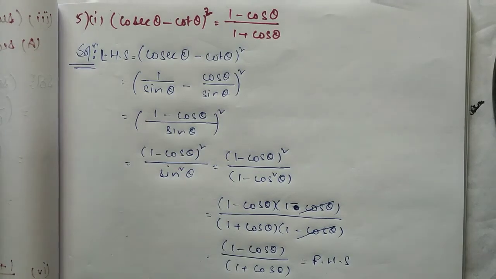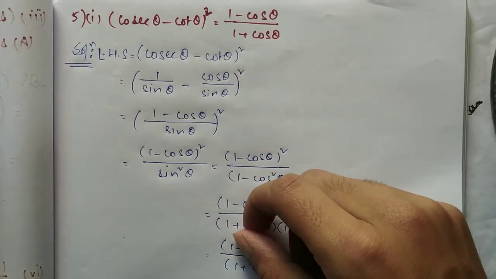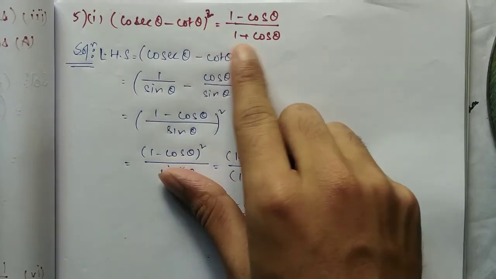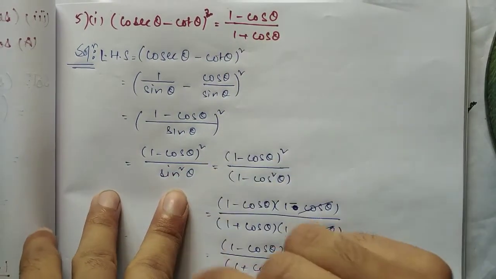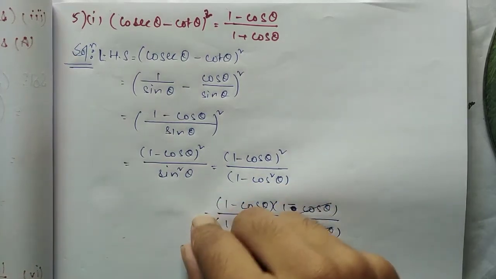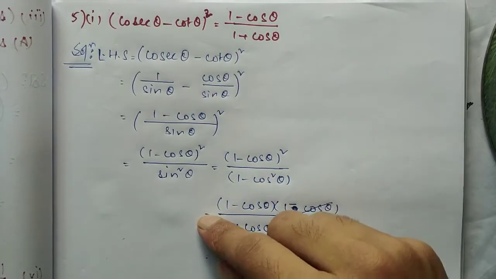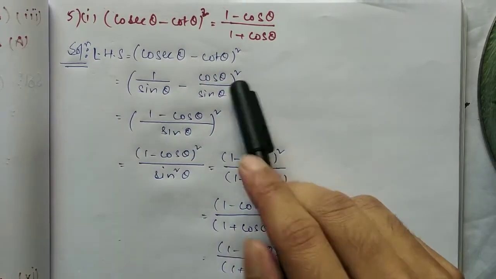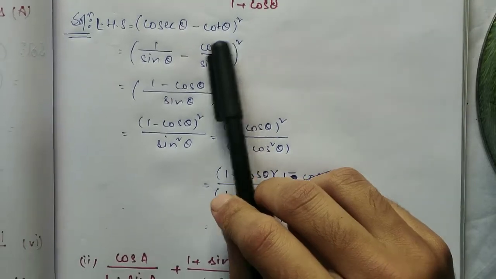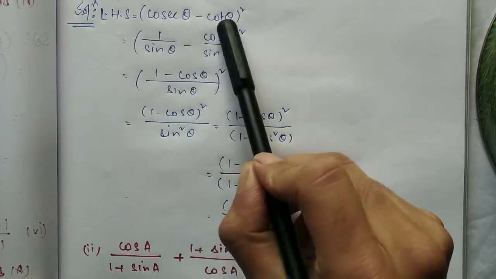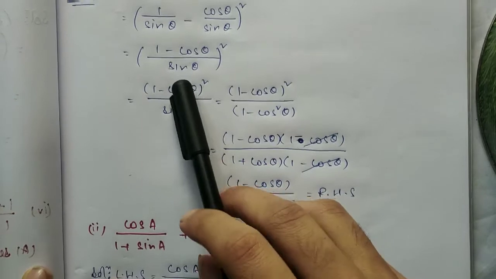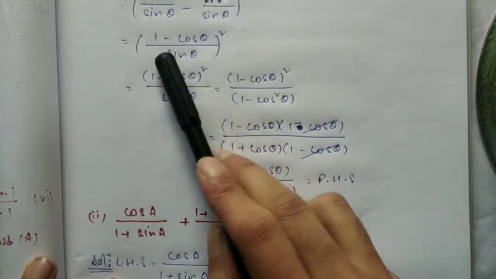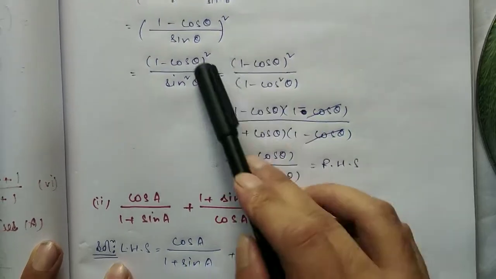Now let's move to question number 5, that is to prove the given identities. The first one is to prove cosec theta minus cot theta whole square is equal to 1 minus cos theta divided by 1 plus cos theta. So what we do here is, first we take the left hand side, which is given to be cosec theta minus cot theta whole square. Then we convert the cosec theta and cot theta in terms of cos theta and sin theta. We take the LCM, then we get 1 minus cos theta divided by sin theta, and the square remains as it is.